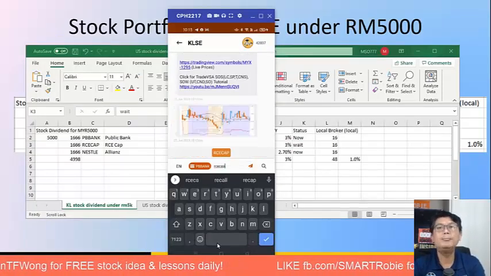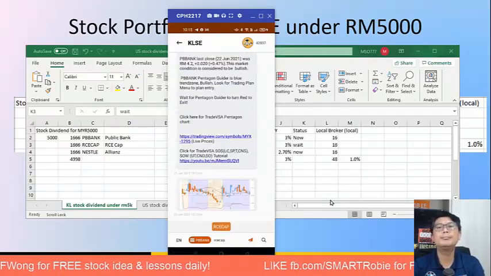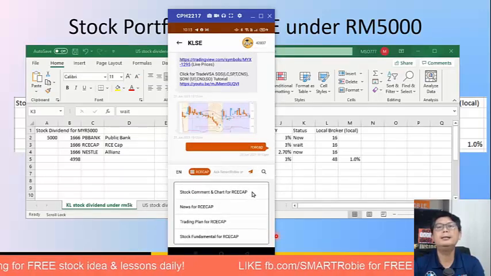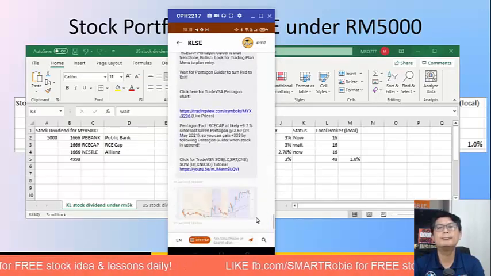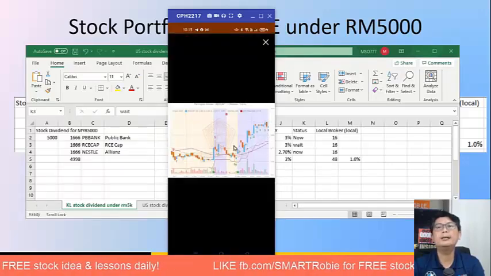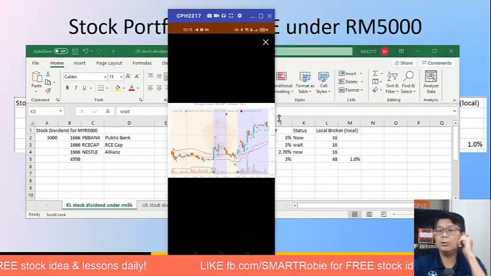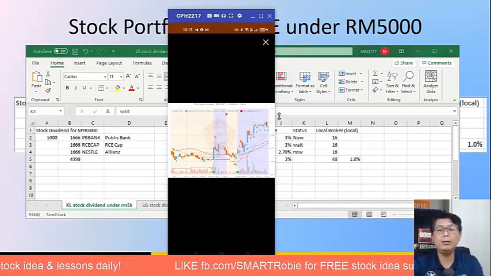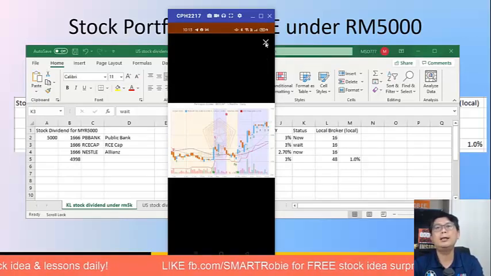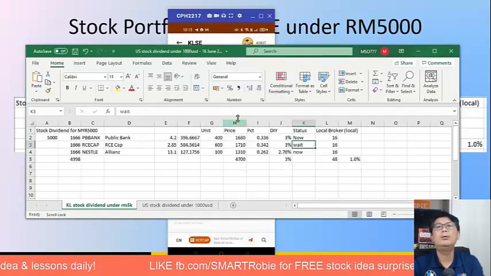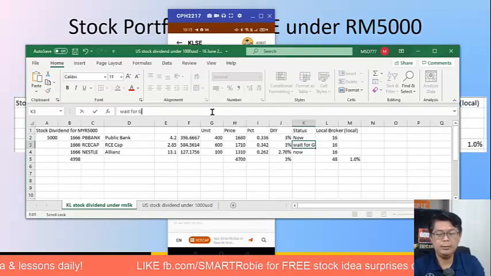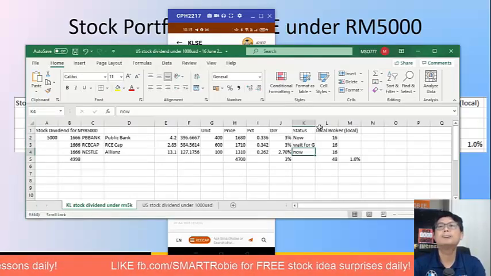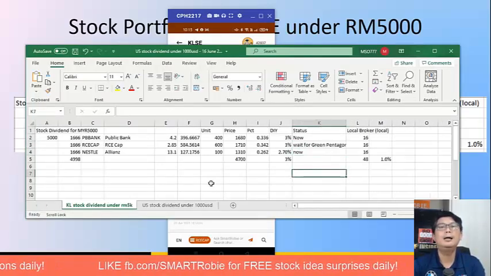So RCE Cap. So RC Cap here is, there you go. Right, the market is here. It's gone up a lot. So on the TradingView, today our update has a red Pentagon. So we wait for the green Pentagon again. No hurries. So this one we wait for green Pentagon. So I'll just shift this in here.